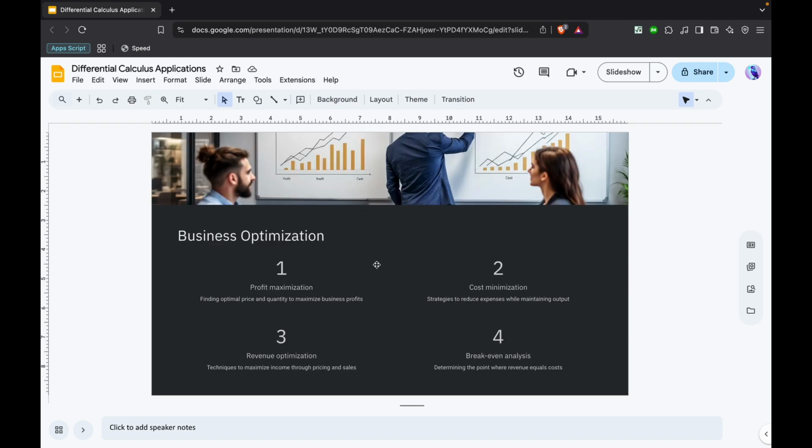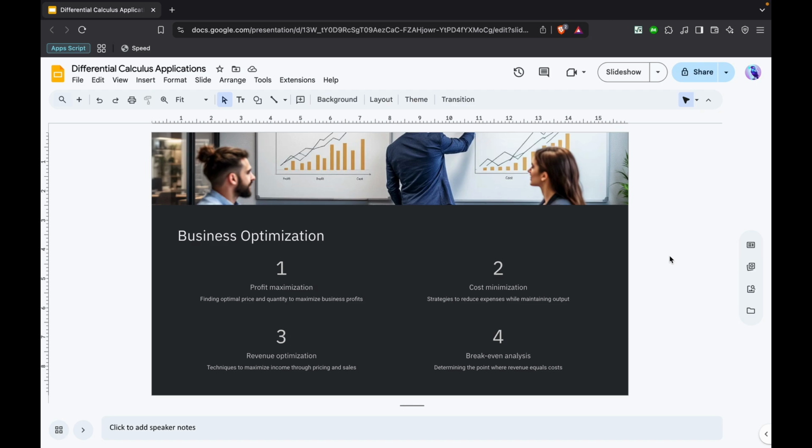This is another economics/finance thing, which is business optimization. Number one, it's for maximizing profit. Number two, it's cost minimization. Number three, it's revenue optimization. And number four, break-even analysis. Now, all these kind of come together to maximize profit and revenue, and that's the whole point of a business, to get as much money as possible. Now, there are, of course, other goals for business, such as impact in your community and such, but if we're just talking about money, these are the main things you need to focus on.